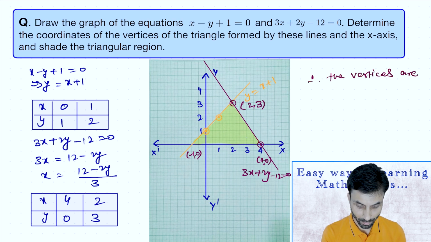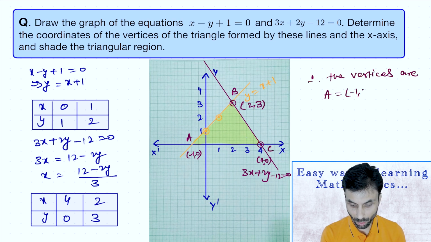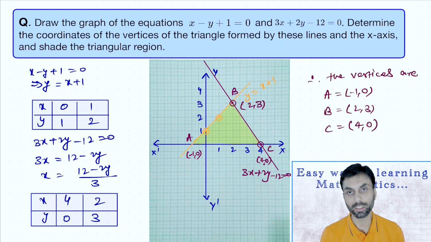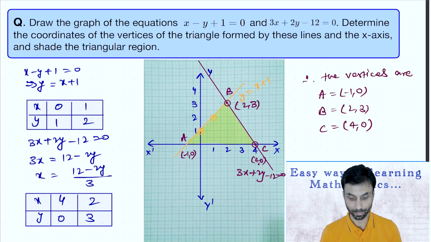Therefore the vertices are, if we write this one as A, B and C, so A will be minus 1 comma 0, B will be equal to 2 comma 3, and C will be equal to 4 comma 0. So this is what the vertices of the triangle will be. Moving to the next question.